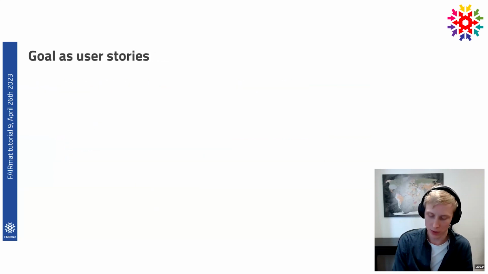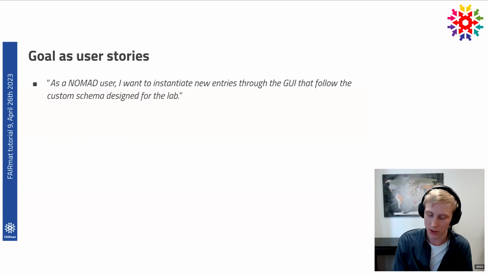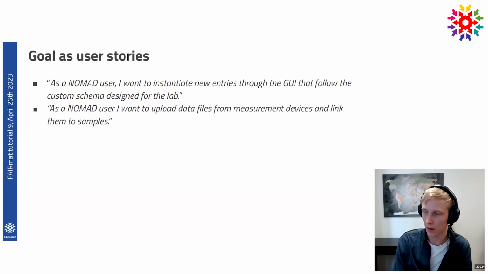And if we just wanted to briefly comment on what we would want to have from these schemas in this lab example. For example, as a Nomad user in this lab, I want to instantiate new entries through the GUI that follow this custom schema that is especially designed for the lab. And as a Nomad user, I also want to upload some data files. So for example, if we're talking about measurement devices, they typically produce some files. So I want to upload these into my Oasis and have some sort of linking to samples, maybe some post-processing.